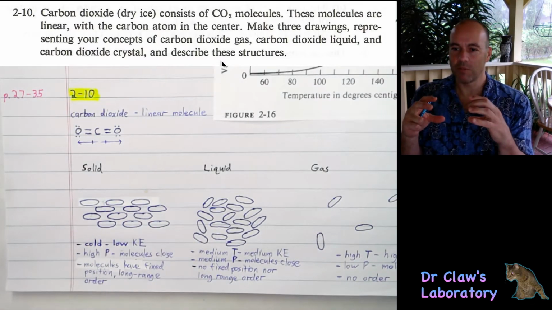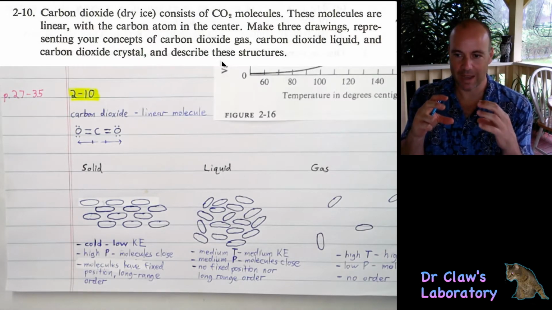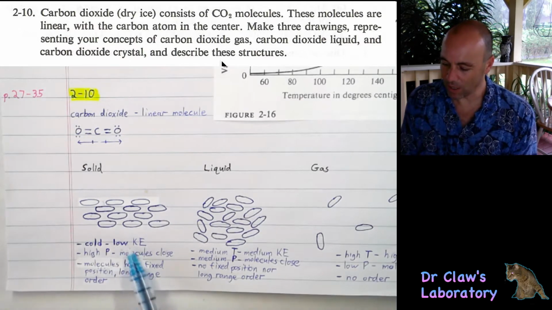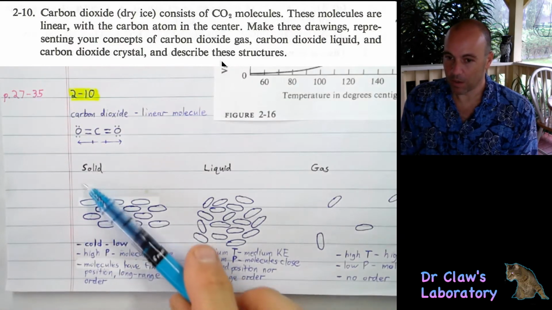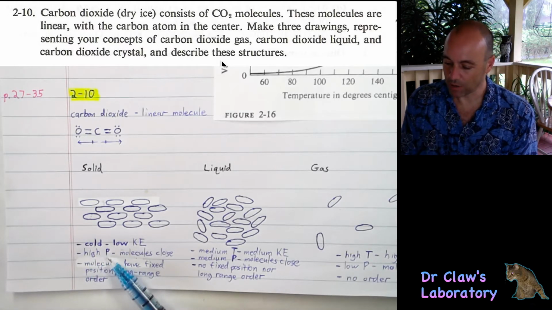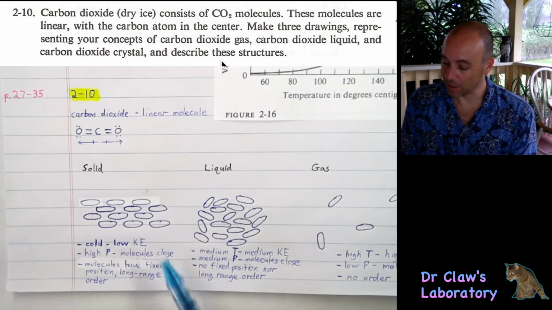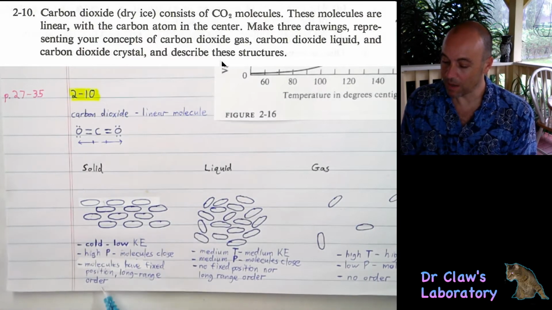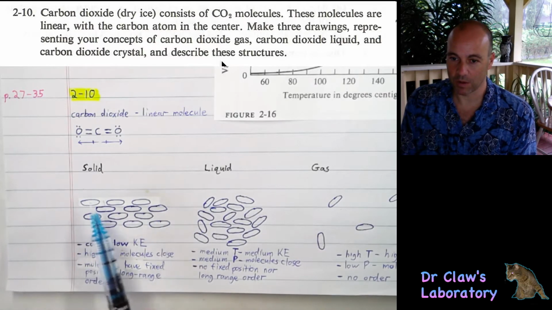You see, the intermolecular forces are strong enough to hold the solid nicely rigid. The molecules are all locked together. Low kinetic energy in the solid. And also, the particles are packed closely together. So solids are kept together by a high pressure. The molecules are close. Molecules have fixed positions, and there is long-range order. You see, the particles nicely line up, and there is long-range order.